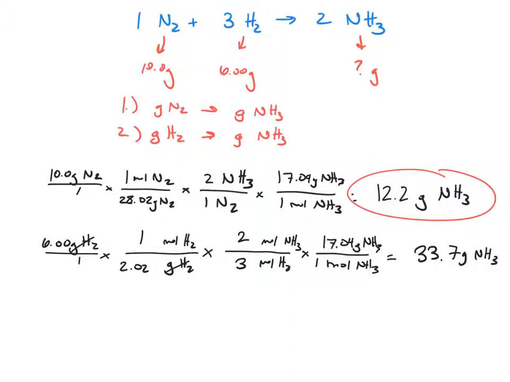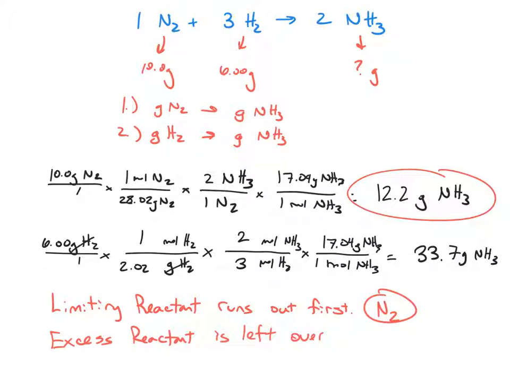In a limiting reactant problem, the limiting reactant is the one that runs out first. And in this case, the limiting reactant is the one that produces the lesser of the two answers. So the answer is 10.2 grams, 10 grams of N2 is my limiting reactant, or just say N2 is limiting. Now the other reactant is known as the excess reactant. The reason it's called the excess reactant is because excess means extra, so it's the one that doesn't run out. In this case, it's the H2 that is the excess reactant.